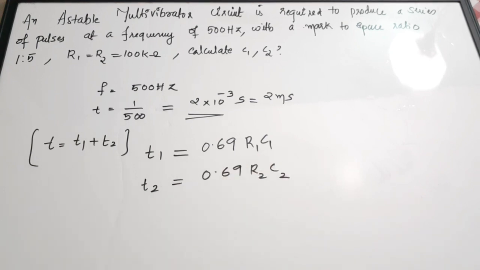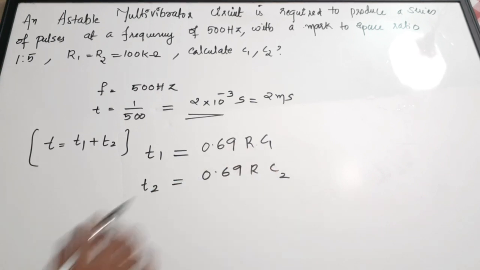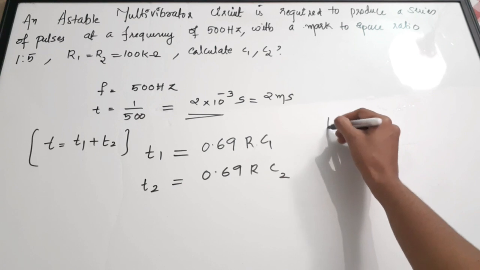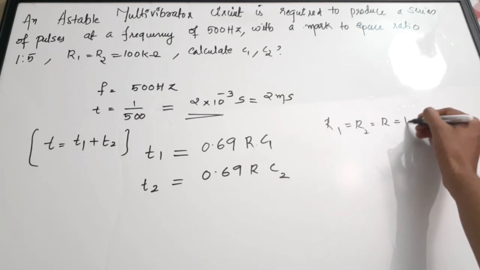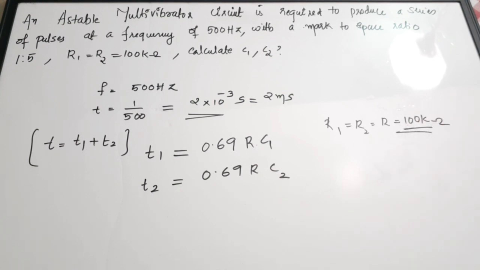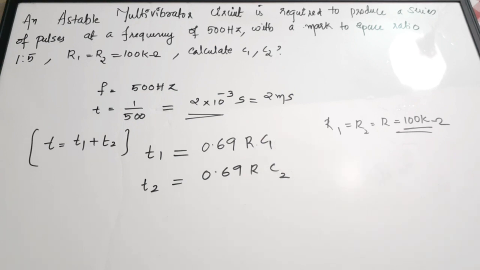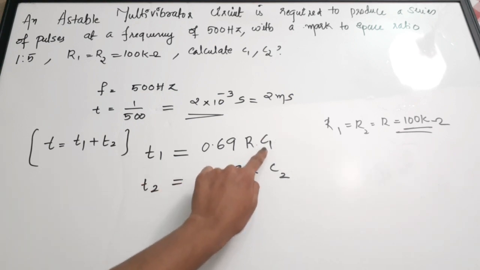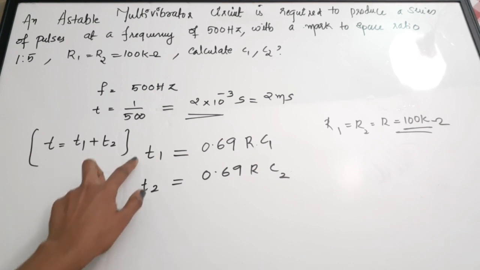It is given that R1 equal to R2 equal to 100k, so you can call it R only, and the R value is equal to 100k ohms. Now we need to find C1 and C2, but we don't know T1 and T2 either. So how to find it?